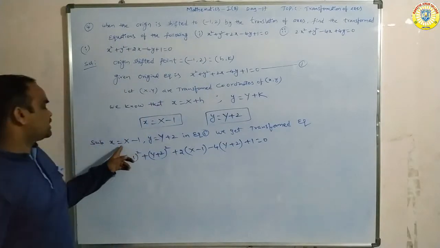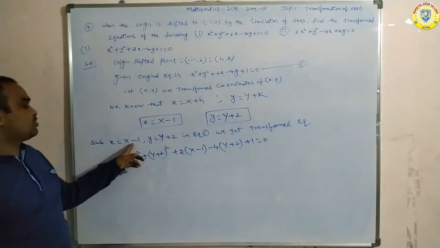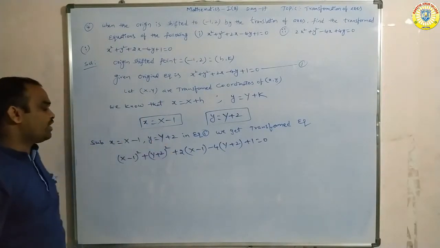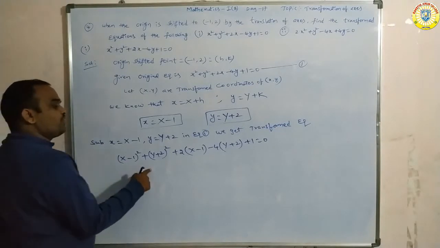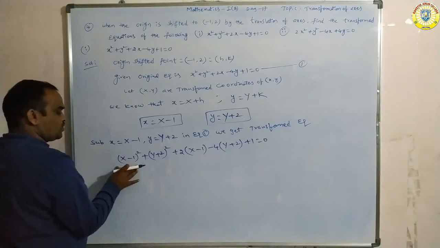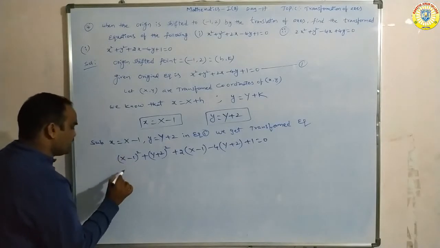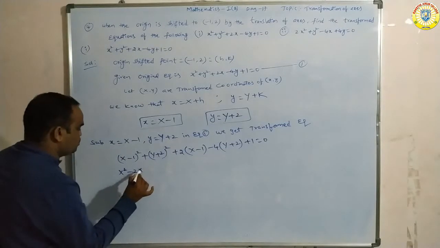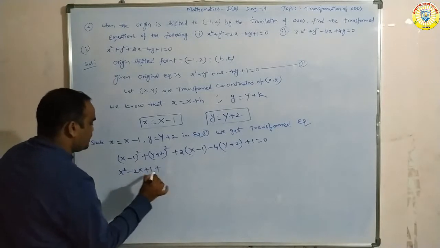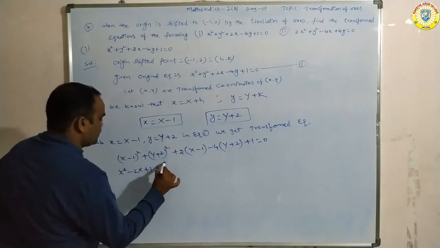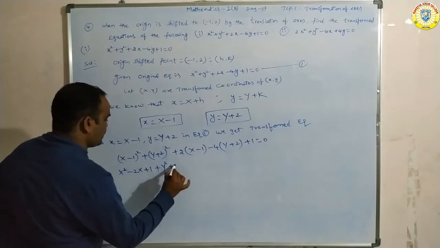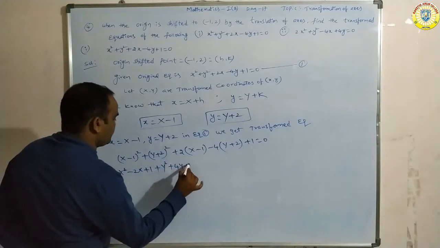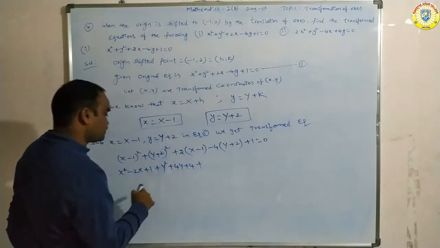Here we substituted small x is equal to capital X minus 1, small y is equal to capital Y plus 2. Now we are simplifying this equation, we get the required transformed equation. X minus 1 whole square is equal to capital X square minus 2 into capital X plus 1. Here y plus 2 whole square is capital Y square plus 2 into 2y, that is nothing but 4y, plus 2 square is equal to 4.